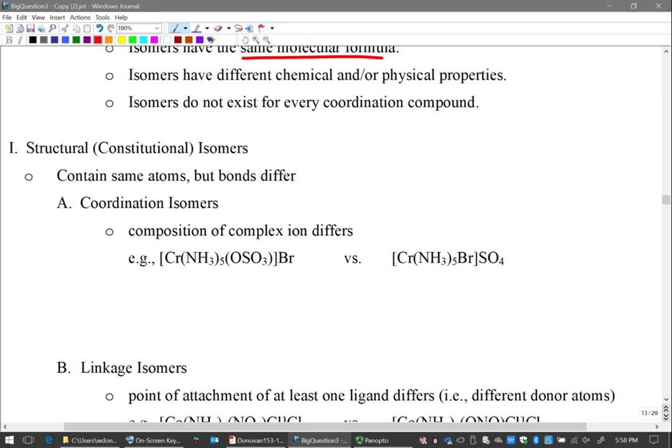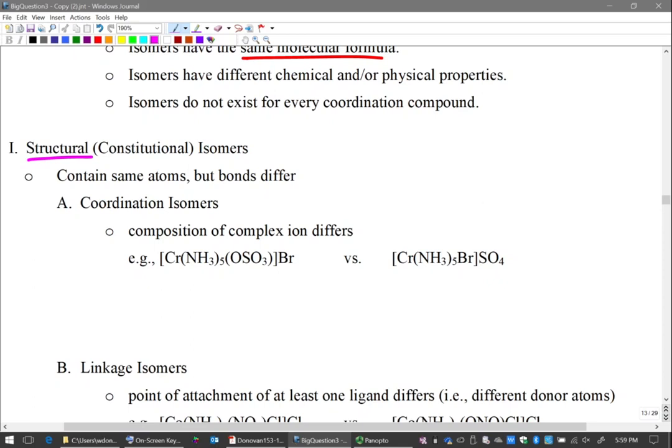The first category in the classification of isomers is structural isomers. Structural, sometimes called constitutional isomers. Constitutional, not because it has anything to do with politics or anything. Structural isomers contain the same atoms but with different bonds. So they are constituted differently. The members of a pair of constitutional or structural isomers are constituted differently. They have different bonding in them.